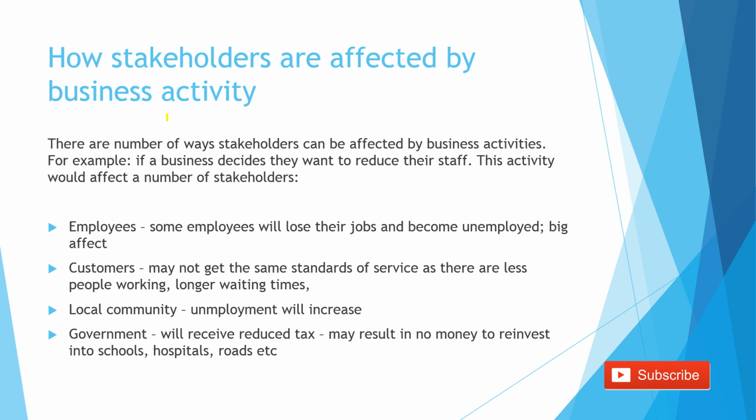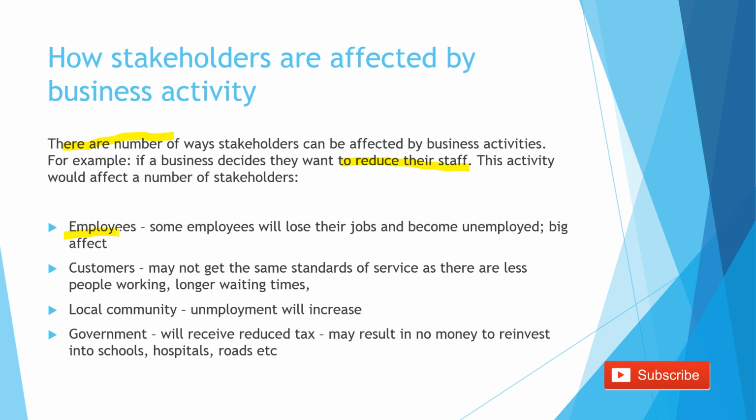So how are stakeholders affected by a business activity? What you need to understand is that there are a number of ways stakeholders can be affected by business activities. Here I've given four examples of how a business activity could affect stakeholders. If a business decides they want to reduce their staff, this activity would have a number of effects on a number of different stakeholders. So number 1 is employees.